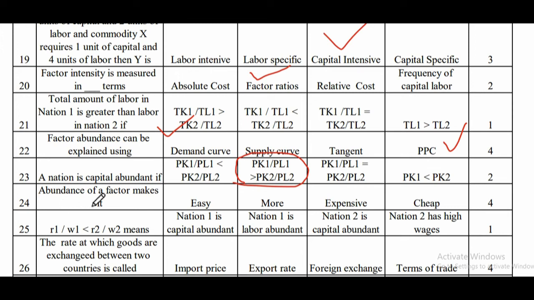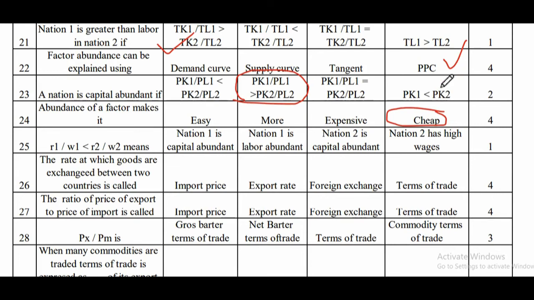Now the next one is, abundance of the factor makes it, and we are having 4 options. The first option is easy, second option is more, third option is expensive, and the fourth option is cheap. The abundance of the factor makes it cheap because you are having that factor available in excess. So that's why it is always cheap.